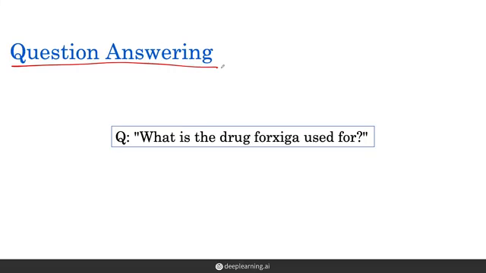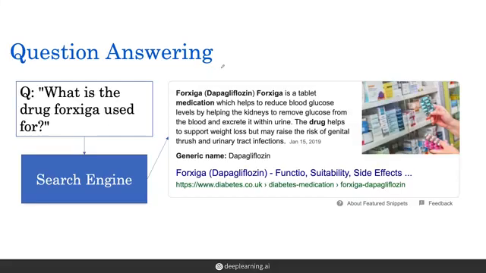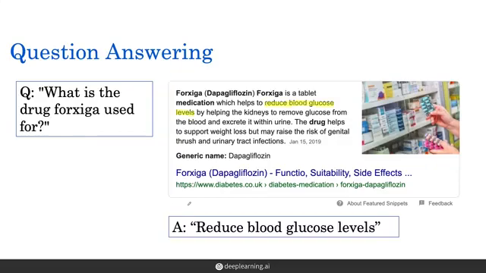For many questions that are entered into search engines, they are often able to find the passage of text containing the answer. The challenge is the last step of answer extraction, which is to find the shortest segment of the passage that answers a question. Here, for the question, what is the drug Forxiga used for? The answer is reduced blood glucose levels.